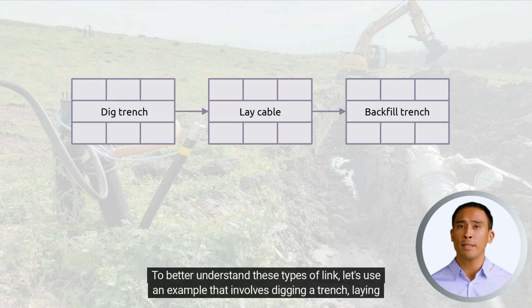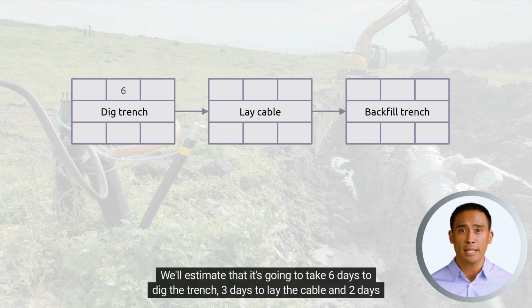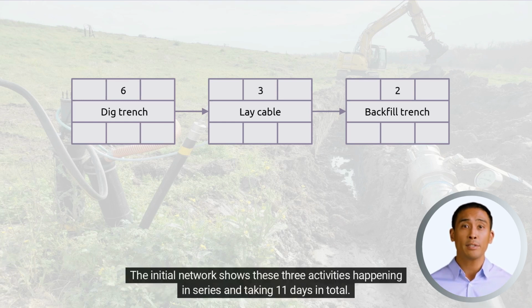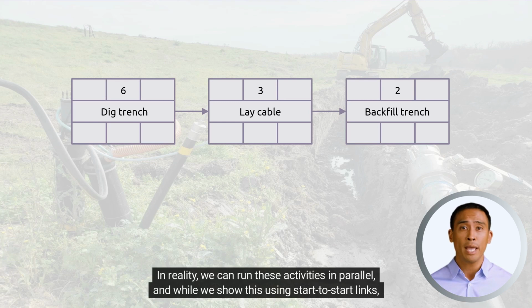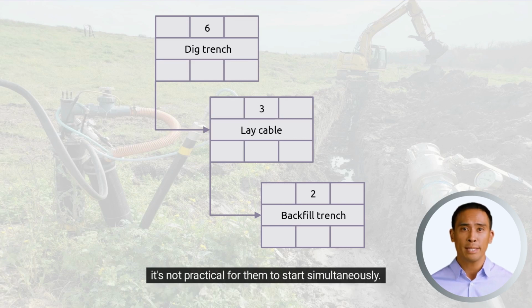To better understand these types of link, let's use an example that involves digging a trench, laying a cable and then refilling the trench. We'll estimate that it's going to take 6 days to dig the trench, 3 days to lay the cable and 2 days to backfill the trench. The initial network shows these three activities happening in series and taking 11 days in total. In reality, we can run these activities in parallel, and while we show this using start-to-start links, it's not practical for them to start simultaneously.